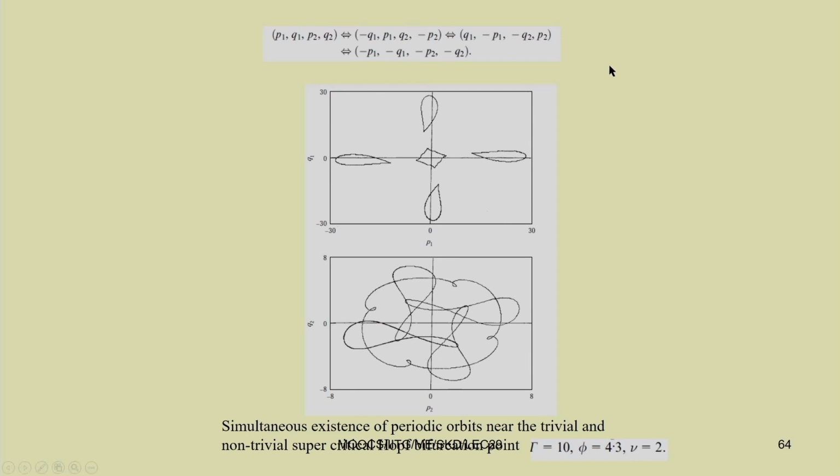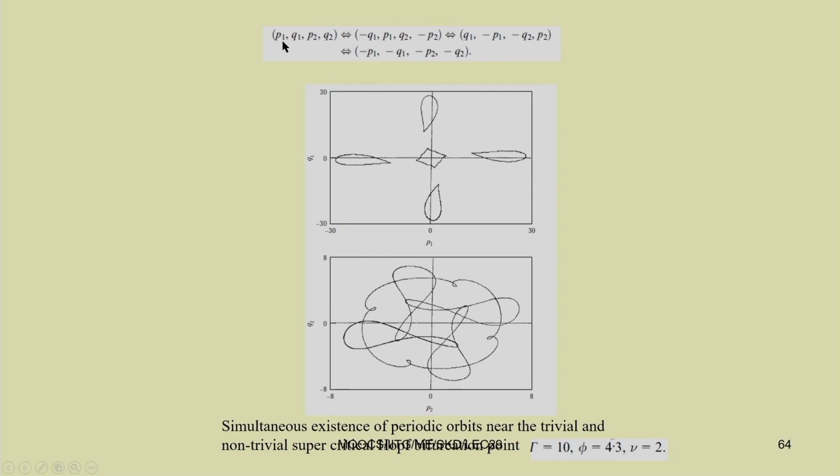Already we have seen that in between we have the trivial state Hopf bifurcation point and the non-trivial state Hopf bifurcation point, that is, between 2 and 5. So you can see symmetrically 4 periodic orbits are there, and there are 5 periodic orbits simultaneously existing. Here you can see the transformation.